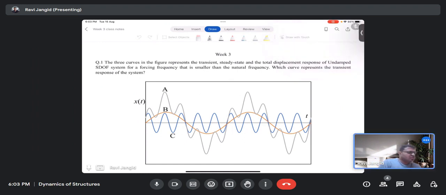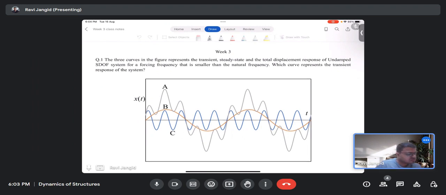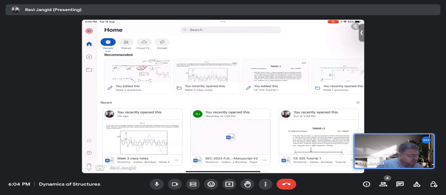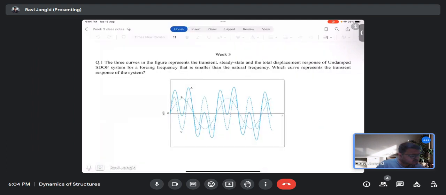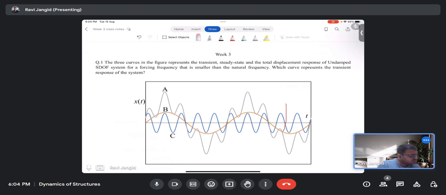Okay, so in this week three content, our first question is that we have an undamped system. In the undamped system, we are applying a force, so it is a forced vibration kind of thing. If we are applying force vibration to a system, what are the components in the solution we have?